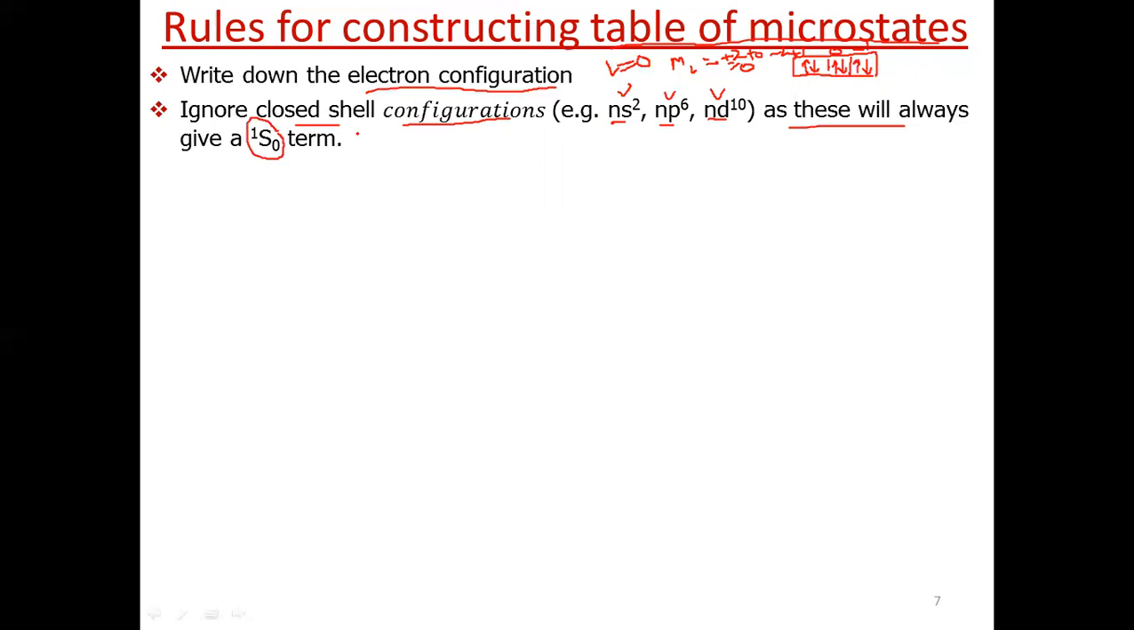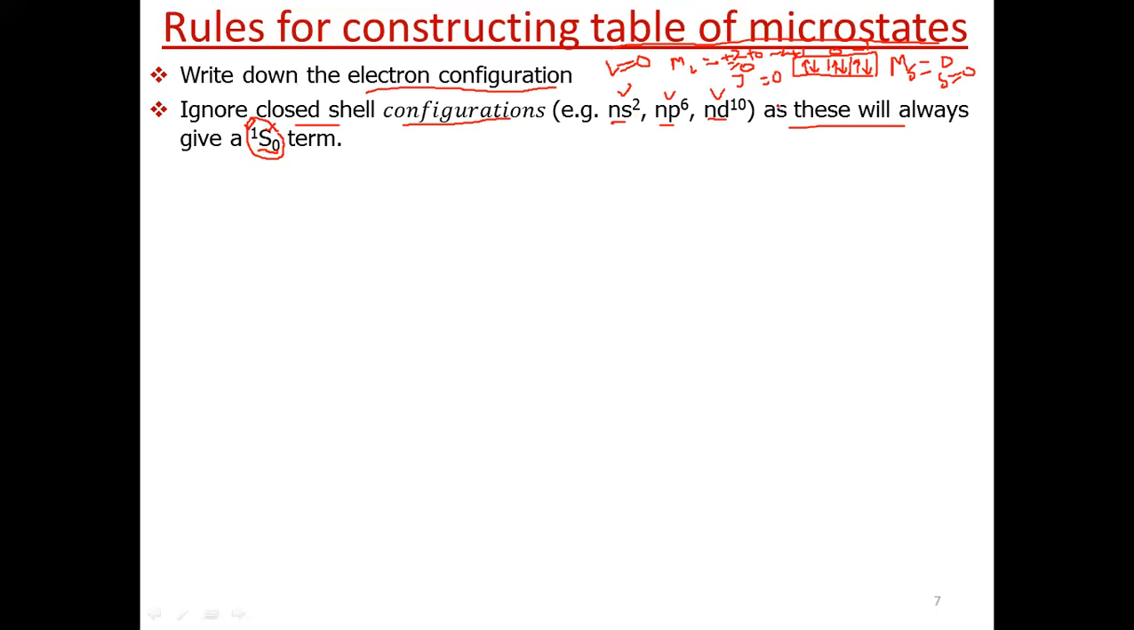If L is 0, the symbol is S. Now let us calculate capital MS. Capital MS is simple: half minus half is 0, half minus half is 0, half minus half is 0. So MS is 0. That means S can have only 0 value. So S is 0, and 2S plus 1 is 1. So with S 0 and L 0, there is only one value, 0, L plus S. So the term is 1S0.